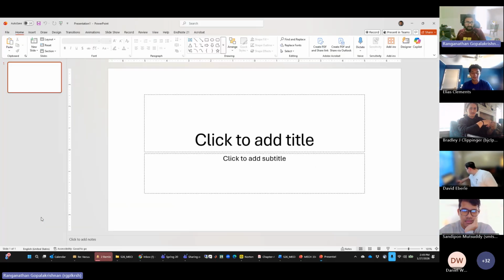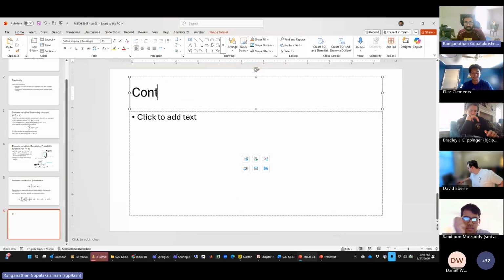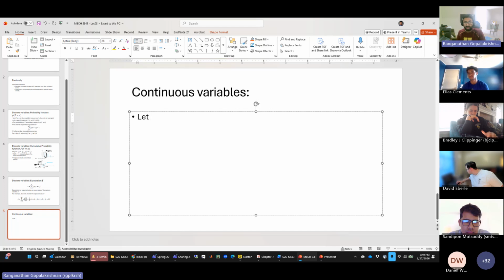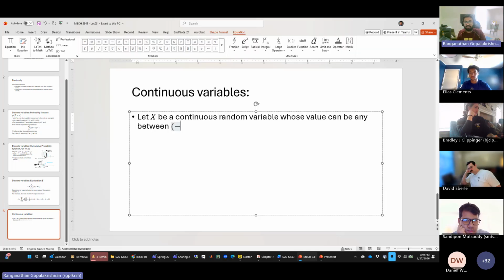Okay. So the opposite of this, that is, we've been talking about discrete variables, right? What about continuous variables? How would you define probability for a continuous variable? That is, let me be clear. Let x be a continuous random variable, okay, whose value can be any between minus infinity to plus infinity. It basically is a real number that can take any possible value.